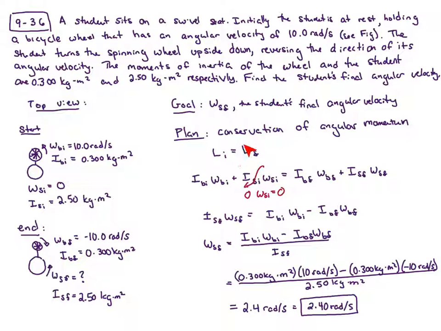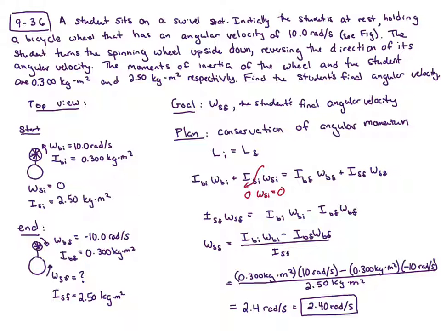All right, so I started from here, and then I wrote out the angular momentum of the system before, which is the angular momentum of the bike tire plus the angular momentum of the student. And then after, I similarly have the angular momentum of the bike tire and the angular momentum of the student. These are the final values. Then this is 0 because the student initially has no angular momentum because they have no angular velocity. And so from there, I did some algebra. I subtracted this over onto this side to get to this step. I divided both sides by this final moment of inertia to get here.